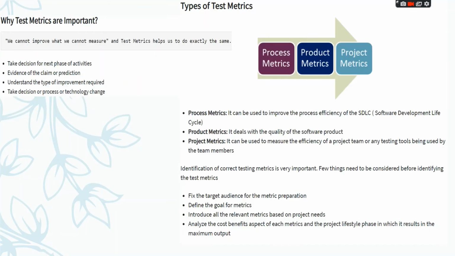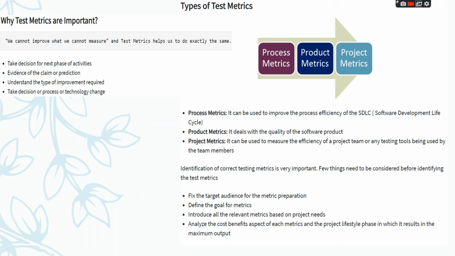So why are test metrics so important? See, we cannot improve what we cannot measure. So test metrics are used to test, and after testing we come to know what is to be improved. To understand the same, we have a set of 4 points: take decision for next phase of activities, evidence of the claim or prediction, understand the type of improvement required, take decision of process or technology change.